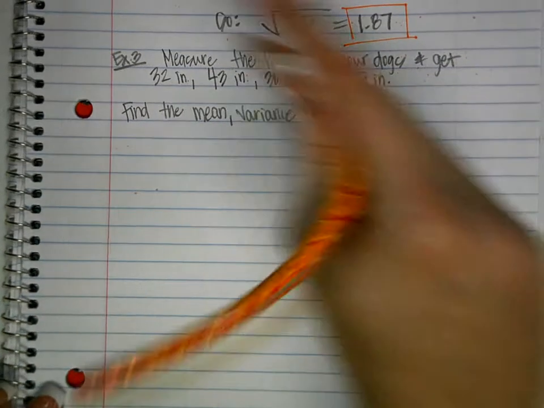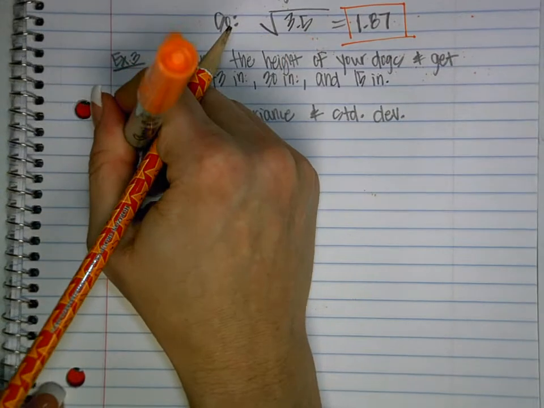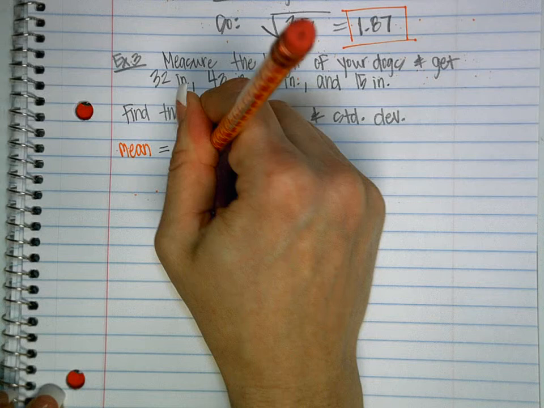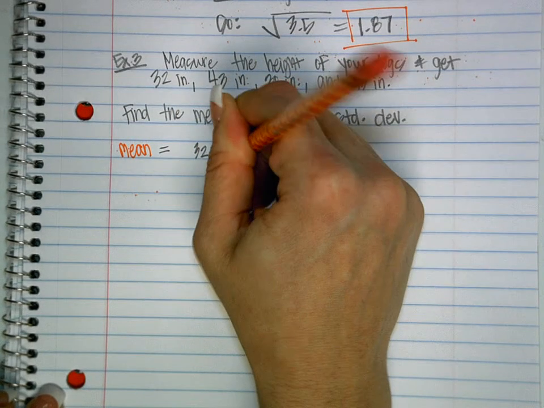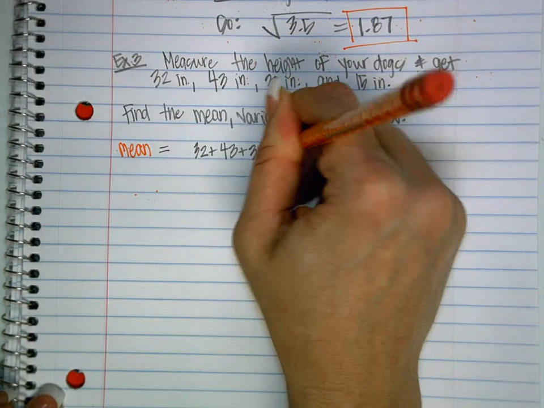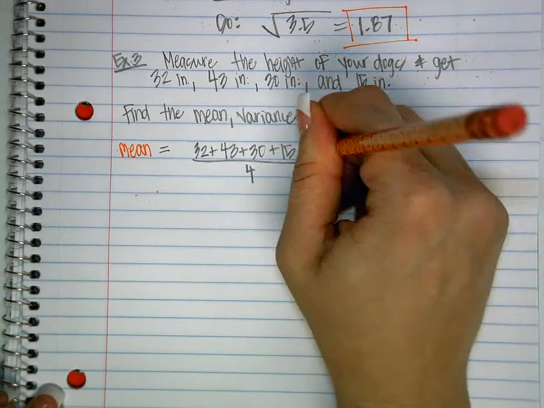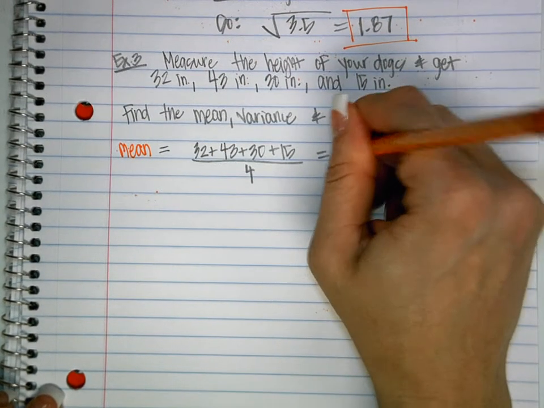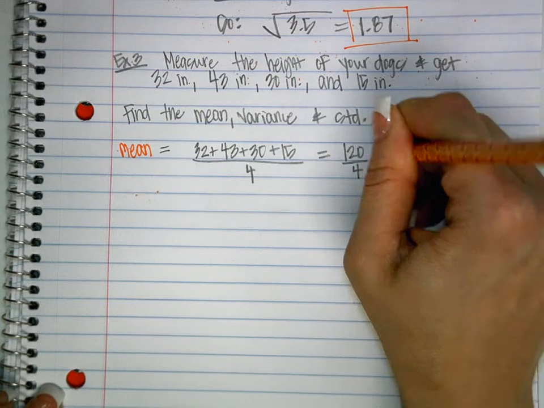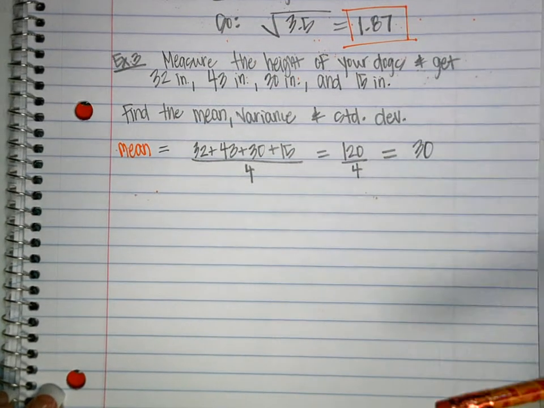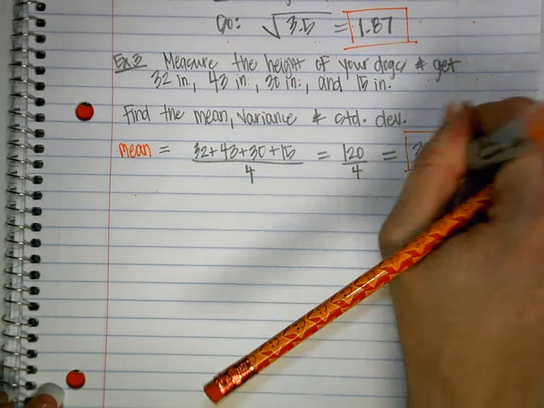So how do we find the mean of something? Mean is the average, right? So you're just going to add them all up: 32 plus 43 plus 30 plus 15 and divide by 4. You add all those together, you should get 120. And 120 divided by 4 gives you an answer of 30. So your mean is equal to 30.